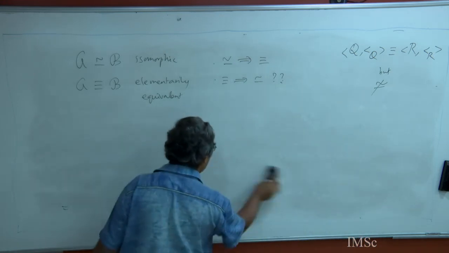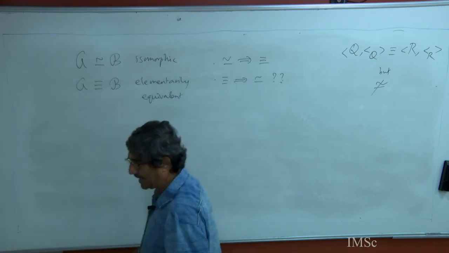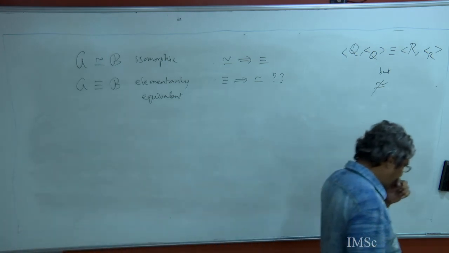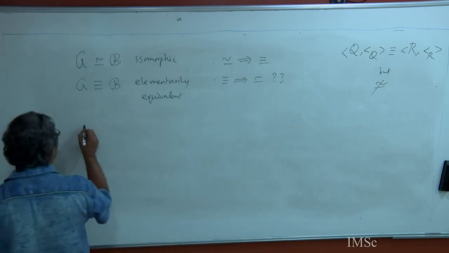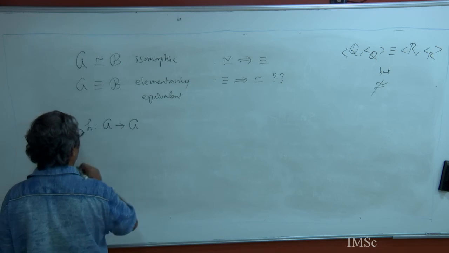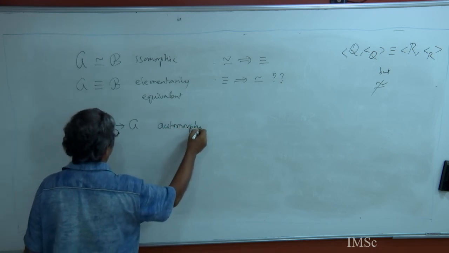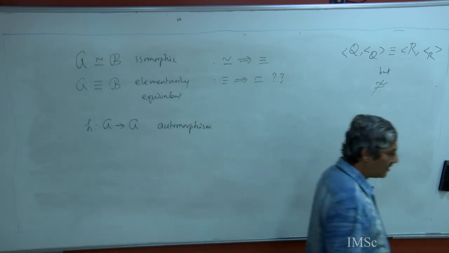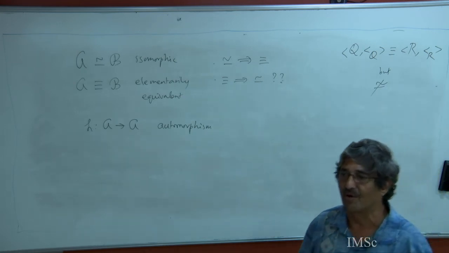But before that, that's a more complicated argument. Before that, let me take something simple. We talked about this: we can talk about automorphisms. When you have an isomorphism from A to itself, of course, that's what you call an automorphism.